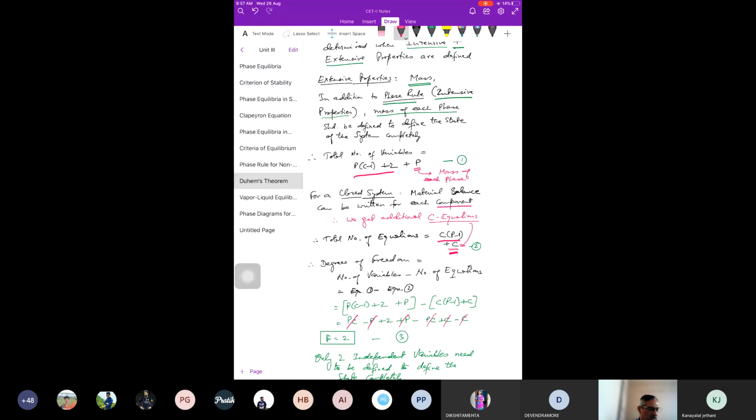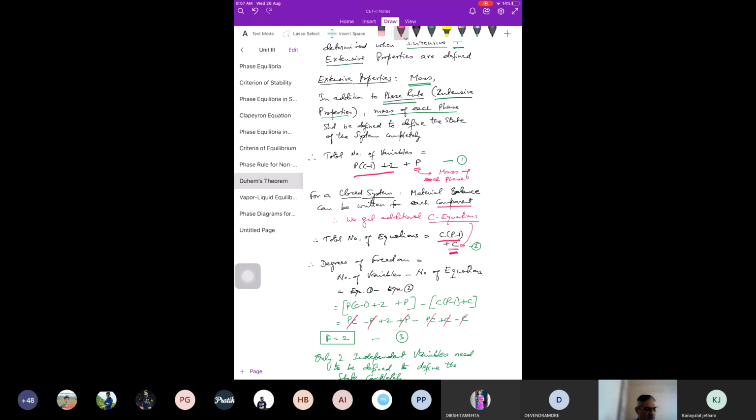So total degrees of freedom will be, as we did before, number of variables minus number of equations. As in the phase rule, here the number of variables changed because we added extensive properties, and the number of equations changed. So we can substitute equation 1 and 2 in this equation, and everything cancels, and we get F is equal to 2. So equation 3 is called Duhem's equation.